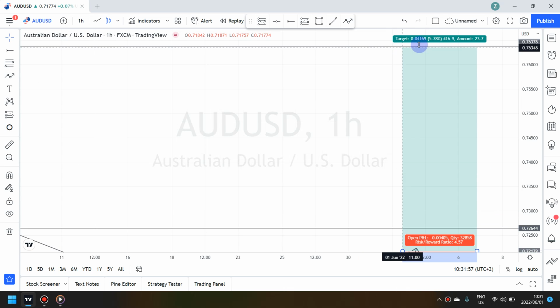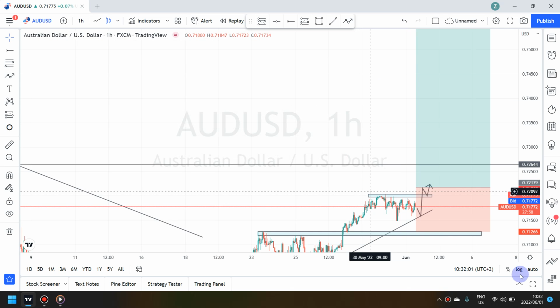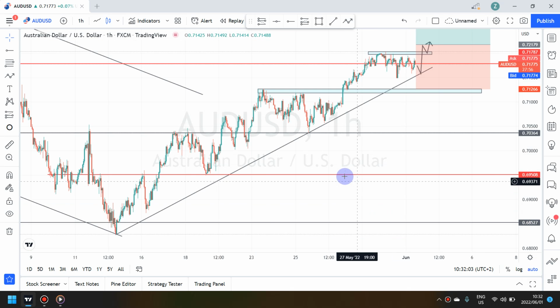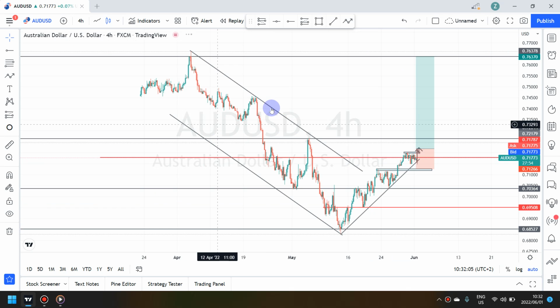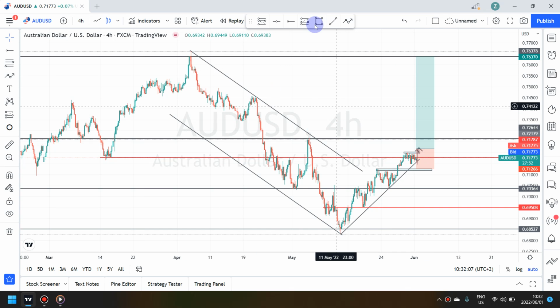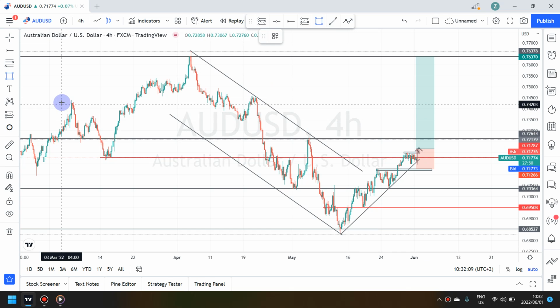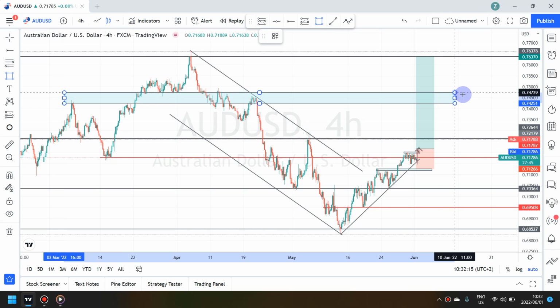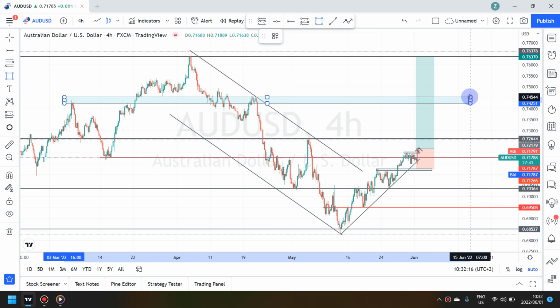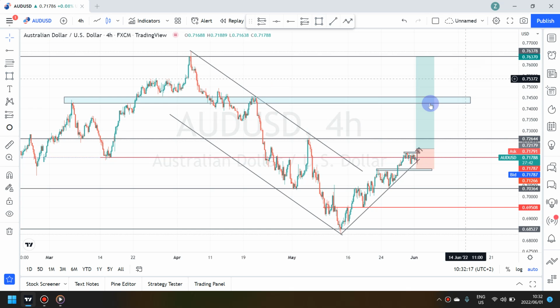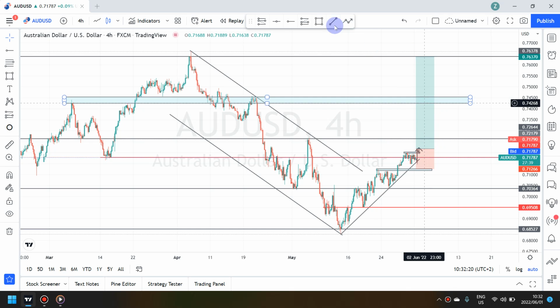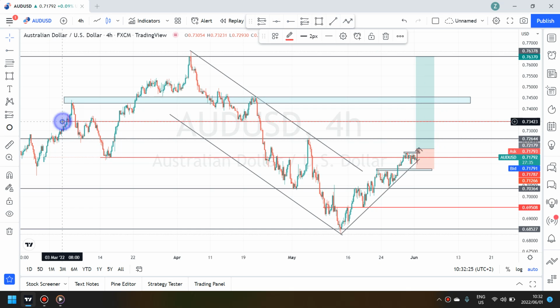be possibly at the highest high. So let's check the highest high. Yes, the highest high. And also what you should look out for is that this is a strong zone here. So if the market reaches there, then that's where you can lock your profits, possibly here.